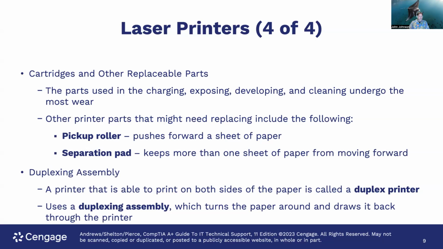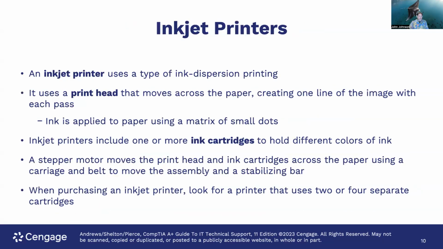The duplexing assembly: a printer that is able to print on both sides of the paper is called a duplex printer, and the duplexing assembly is what turns the paper around and draws it back through the printer. So then we've got the inkjet printers. And inkjet printers use a type of ink dispersion printing.